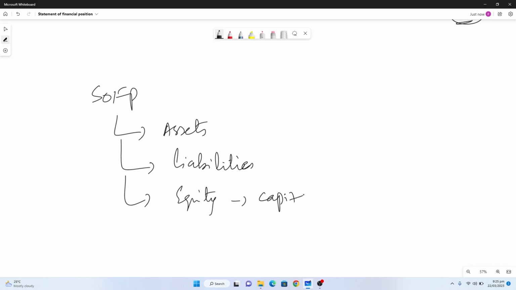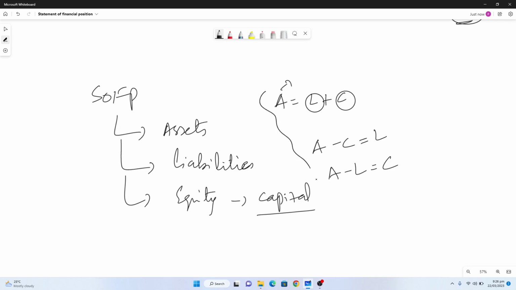In our childhood, when we started accounting, we learned that there's an accounting equation which says A is equal to L plus C. This is asset, that means the total assets, L the total liabilities, and C capital. There is no subcategory of capital. So we rearrange it as A minus C is equal to L, and A minus L is equal to C, and so on. We got these three accounting equations. So based on this accounting equation, we make the statement of financial position.